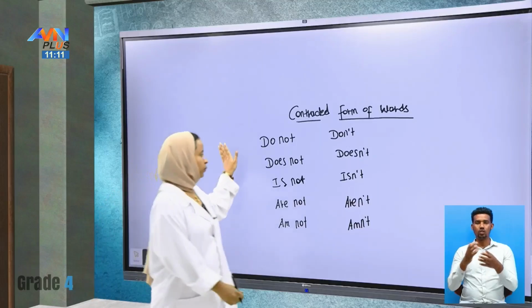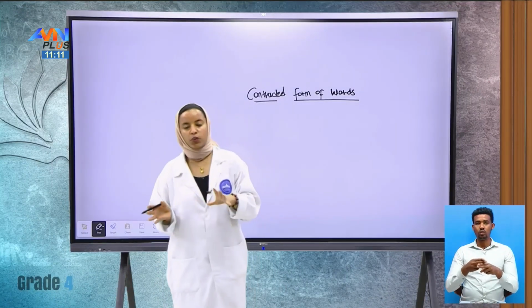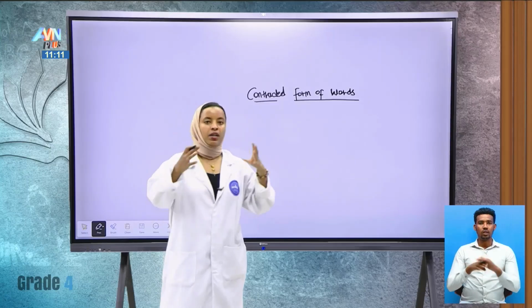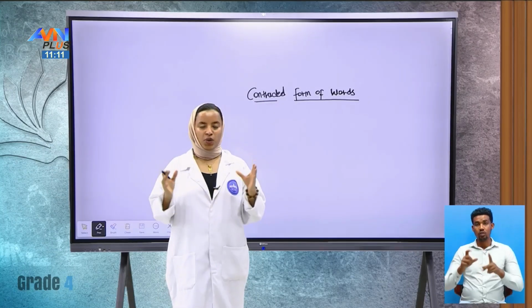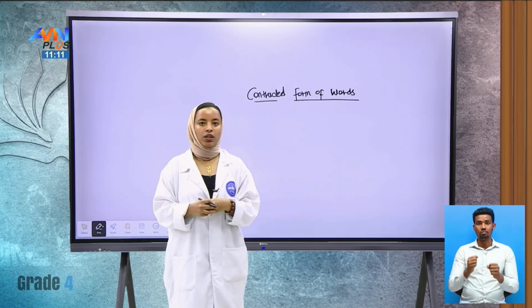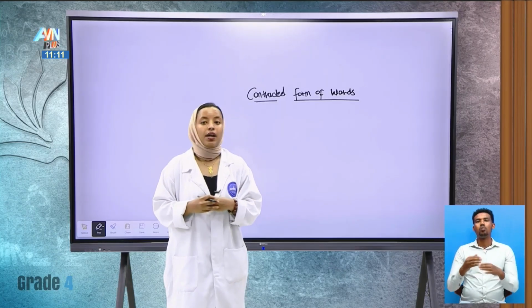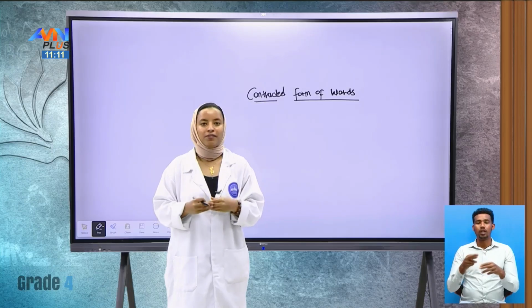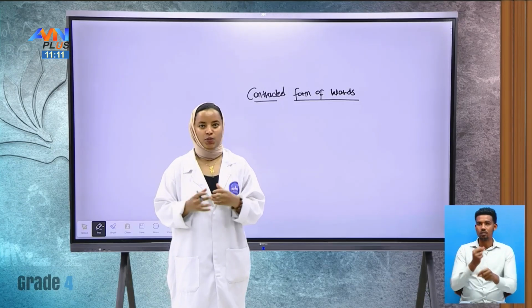Let us continue. Students, we can make shorter even verb to have with pronouns and with different words. You can make their shorter forms. This is called contracted and also shortened forms of words. Let me give you activity 1 and let us practice together.